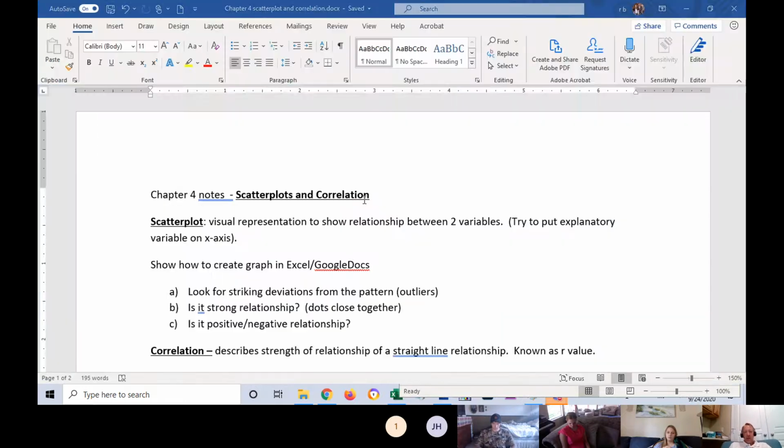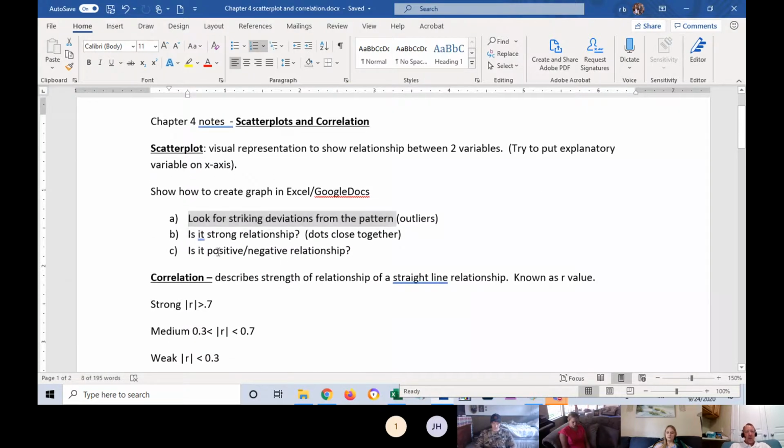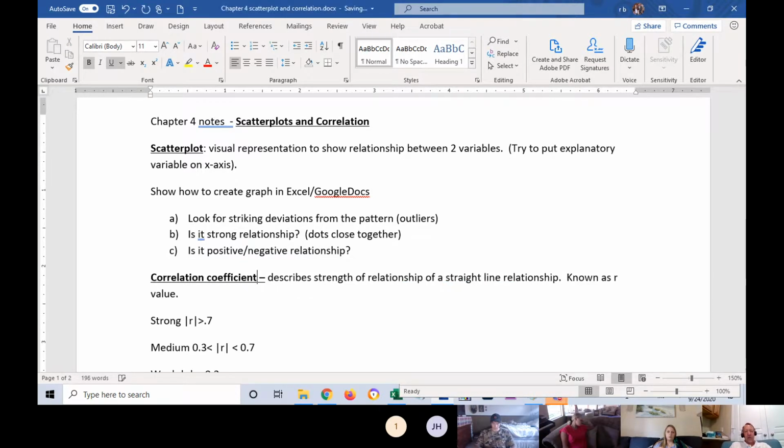Now, let me show you a couple other things here. So the idea here is we're going to look for striking deviations from the patterns. We're going to ask, is it a strong relationship, meaning are the dots close together, and is it positive or negative? Okay. So the correlation coefficient describes the strength of the relationship of a straight line. We use the letter R.